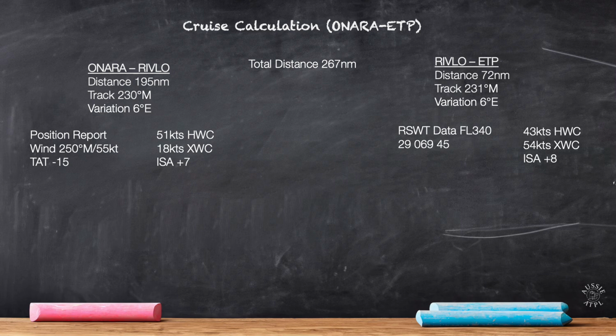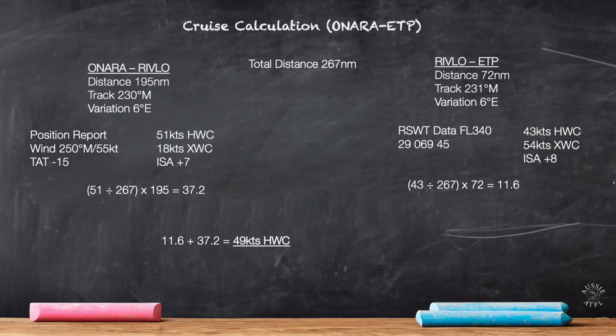So we'll start with the headwind component. If we take 51 knots of headwind component divided by our total distance and times it by the distance in that segment, we get 37.2 knots of headwind. We then need the other side, so 43 divided by the total distance times the segment distance gives us 11.6. If we add these together, that'll give us the estimated headwind over the total cruise segment, which would be 49 knots of headwind.